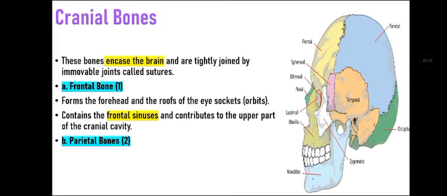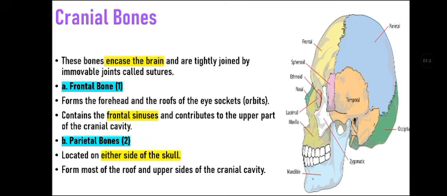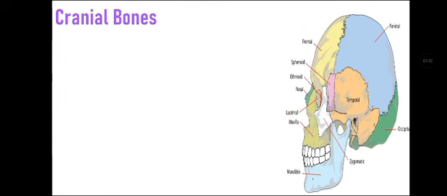Next bone is the parietal bone. As you can see in the diagram, the blue color bone that is occupying most of the portion of the cranial cavity is the parietal bone. It is a paired bone. It is located on either side of the skull. It forms most of the roof and upper sides of the cranial cavity, as we said earlier.